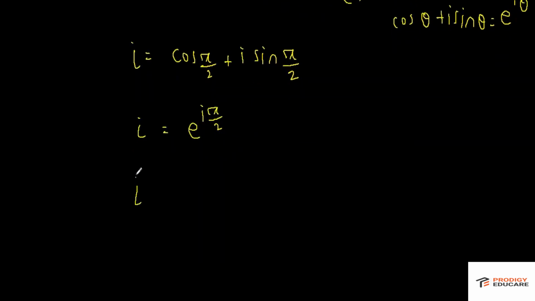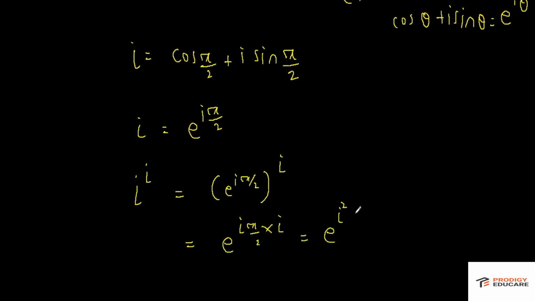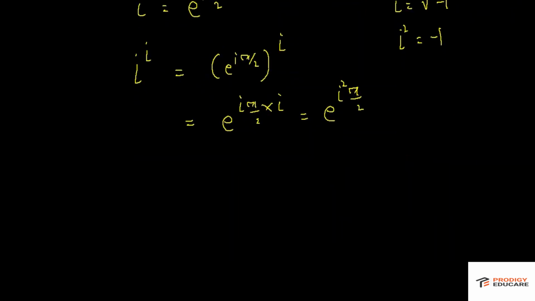Okay, now we have to evaluate i raised to i. So i raised to i will be equal to e raised to i pi by 2, raised to i. Now we'll be using a simple rule of indices, that is these two i's will get multiplied, so we'll get e raised to i pi by 2 into i, which is nothing but e raised to i square times pi by 2. Now since i is root of minus 1, in that case i square will become minus 1. So from this we are getting i raised to i as e raised to minus of pi by 2.